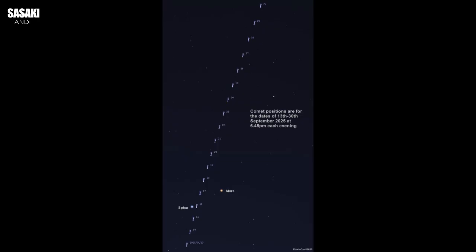Absolutely. And if you do want to see it, there's some great help out there. There's a chart by Edwin Quayle that's getting a lot of attention online. Yes, I saw that. Very useful. It maps the comet's position from September 13th through to the 30th. So as of today, the 17th, where should people be looking?